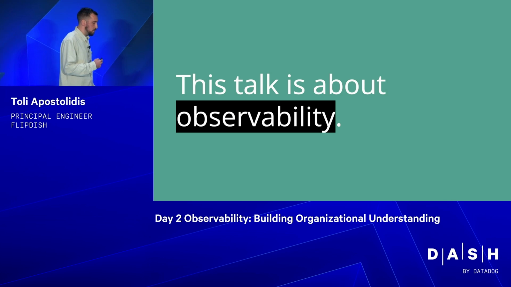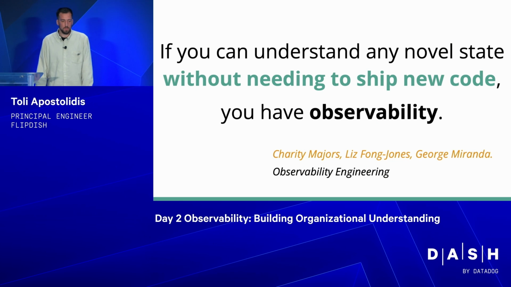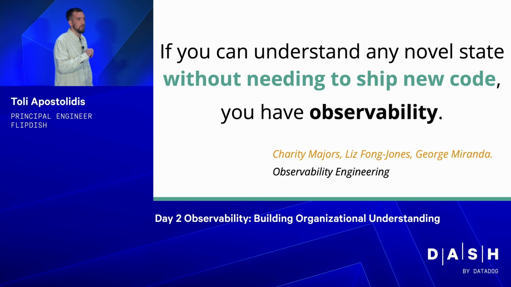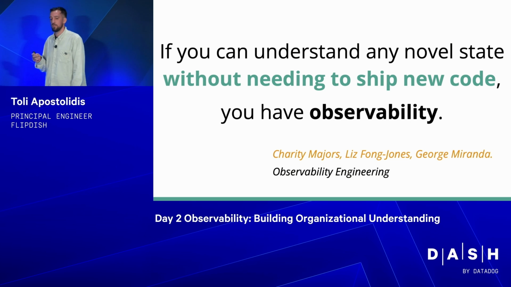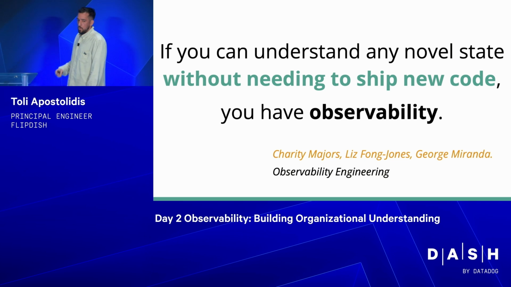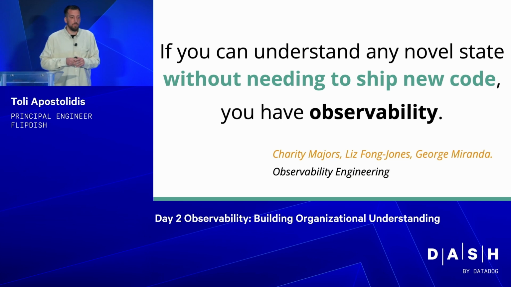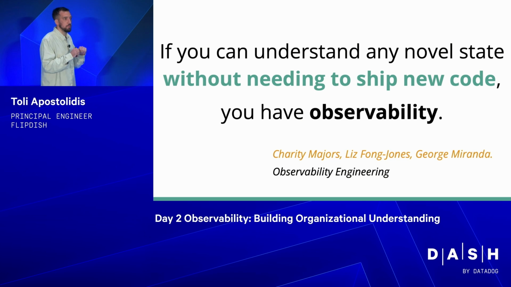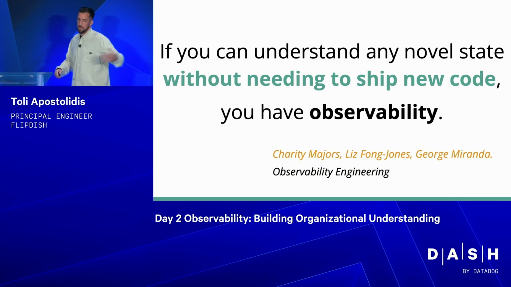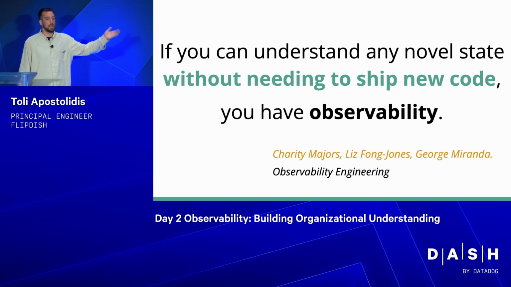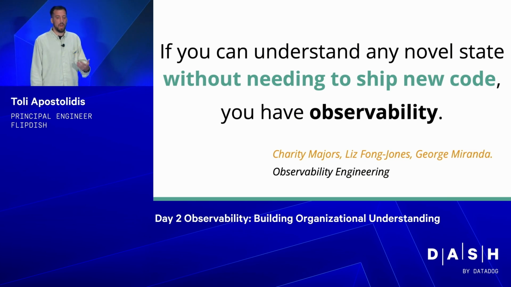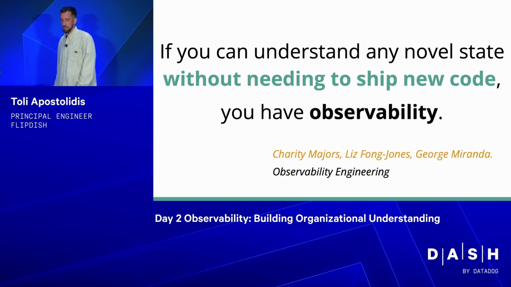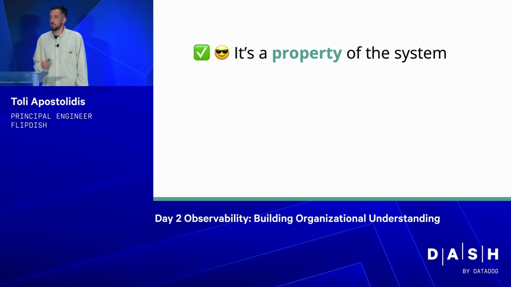Before I move on, I want to give a quick definition, or at least how I think of observability. This is a definition from the Observability Engineering book by Charity Majors, Liz Fong-Jones and George Miranda, where they state, amongst other things, if you can understand any novel state without needing to ship new code, you have observability. So it's not that you have an incident, like the incident that I had in the energy company, and then we add logs after the incident. You can do that, but with observability, you have that capability already. That's the big difference.